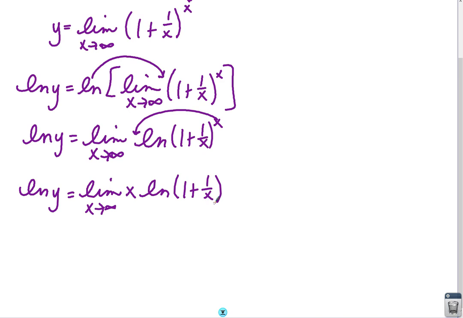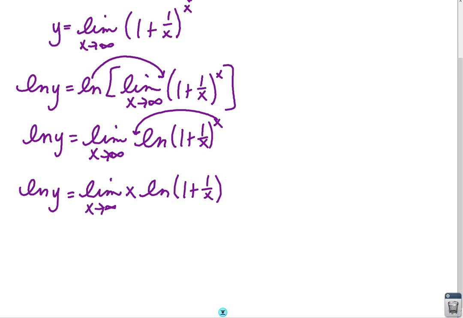So we're closer, but if we did direct substitution, this would be infinity times the natural log of 1 plus 1 over infinity, so this would turn into the natural log of 1, which is 0. I still have infinity times 0, which is still an indeterminate, but I can't use L'Hopital's yet because it's not written as a fraction. So what I have to do is something that I did earlier.